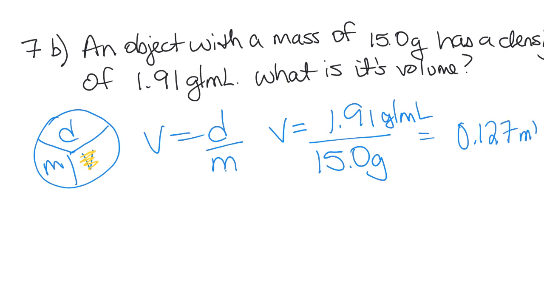So it gets us 0.127 milliliters. How do I know it's milliliters? Because the density is given in grams per mL. Okay, so that's it. Hopefully you guys will have no problems doing density on the test.